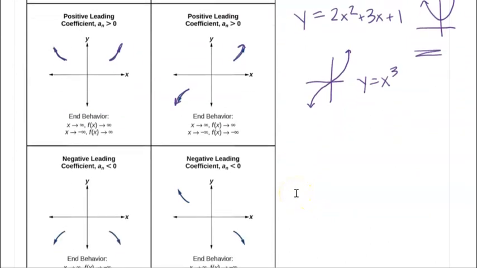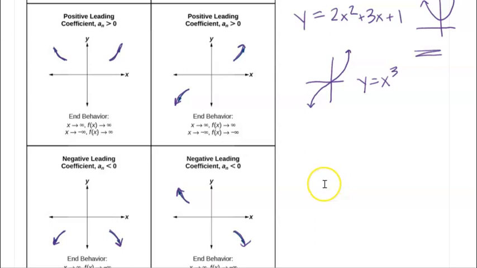If you have a negative leading coefficient, then remember that's going to make this reflect over the x-axis, or positive y's become negatives and negatives become positives. So if that's the case, then our end behavior here would go down and down. Or if I have an odd degree, then I start up and end down.